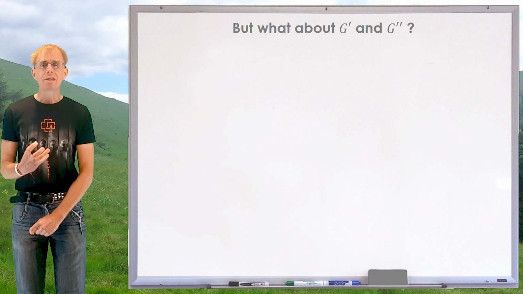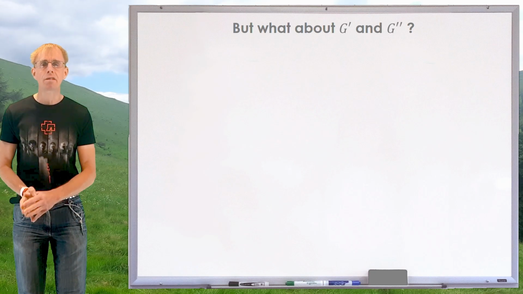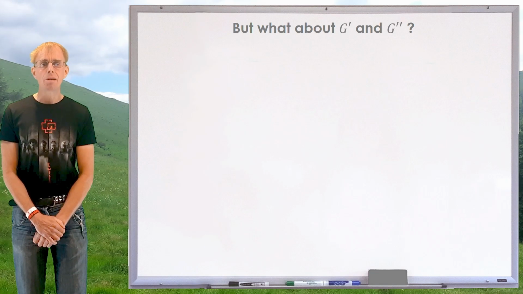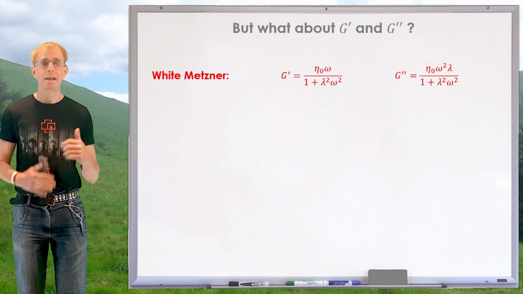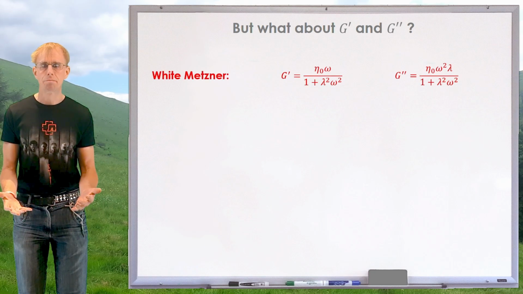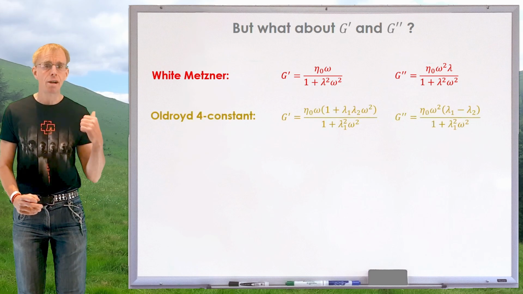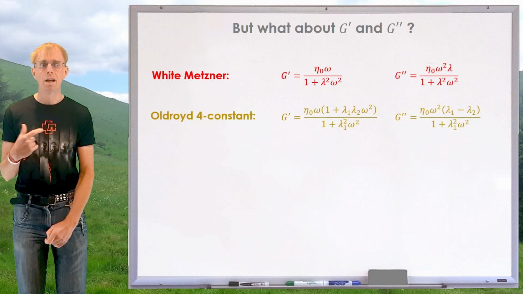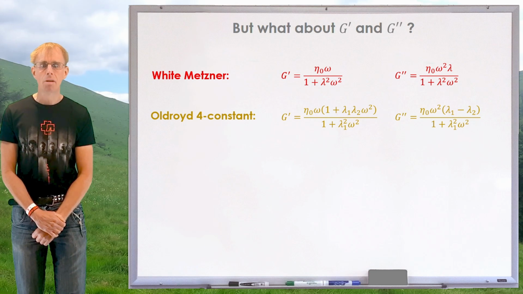So we haven't yet mentioned anything about G prime and G double prime, and these are data that we get relatively readily and relatively quickly from dynamic rheometry. So let me just highlight a few results for you here. The White-Metzner result is the same as the Maxwellian result. What we find with Oldroyd 4 constant is that the various values of the relaxation times also now start to affect the values of the elastic modulus, G prime, and the viscous modulus, G double prime.